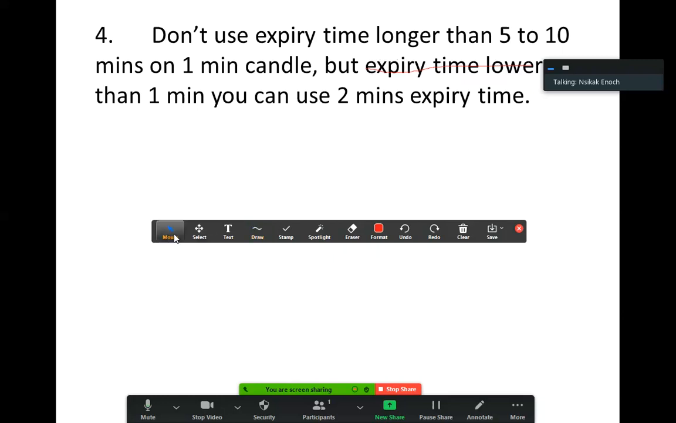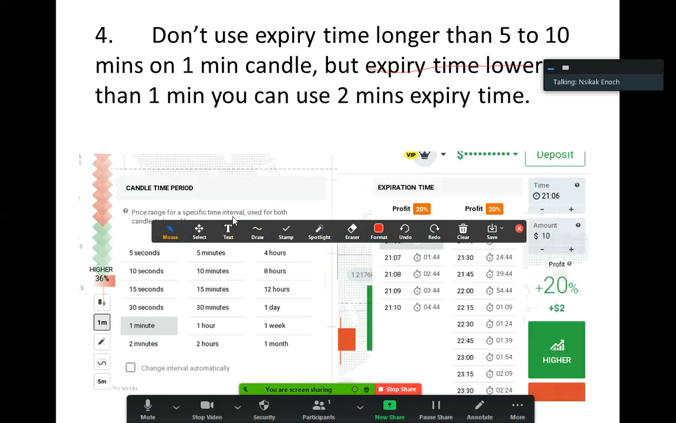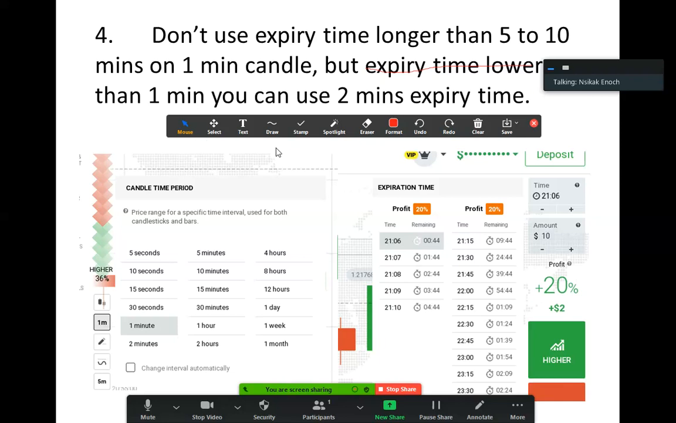If I use a 5 second chart, for instance, something like this, then my expiry time will be 1 minute or 2 minutes. Mostly I like using 1 minute as my expiry time, because at least 12 candles should form and that will make the price to be far away from my entry point.